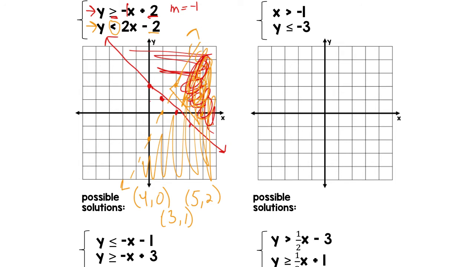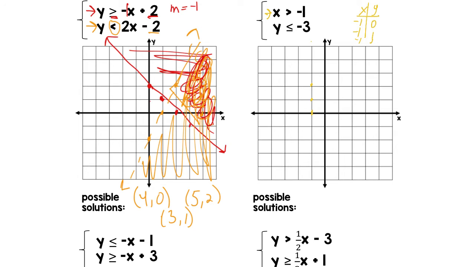Let's do another one. All right, we've got x is greater than negative 1. We find negative 1 on the x-axis. No matter what y is, x is negative 1. That means this is a vertical line at negative 1. Remember, we talked about making a table of values, and x is always negative 1, and y is whatever it wants to be. So (-1, 0) and (-1, 1) are all on the same line here. We could even do (-1, 2).